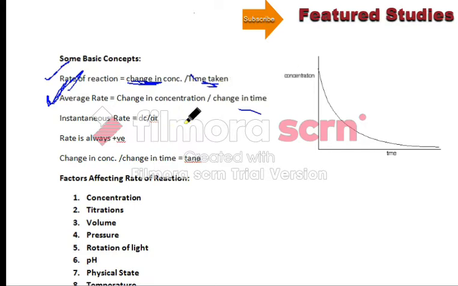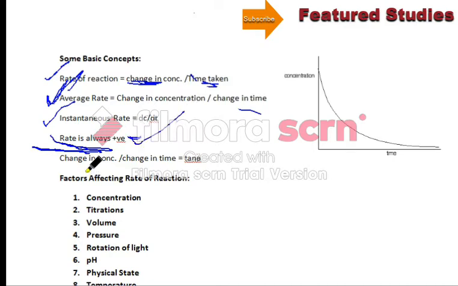Instantaneous rate. What is instantaneous rate? The rate, the speed of the reaction at that instant, at that time interval. And the main important thing is that the rate is always positive. Rate cannot be negative. As the speed cannot be negative, rate also cannot be negative.